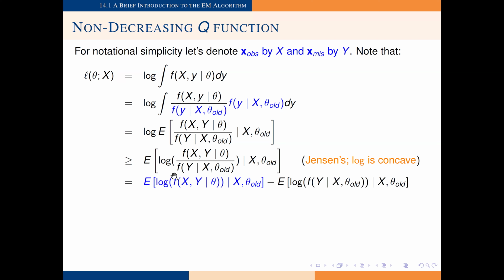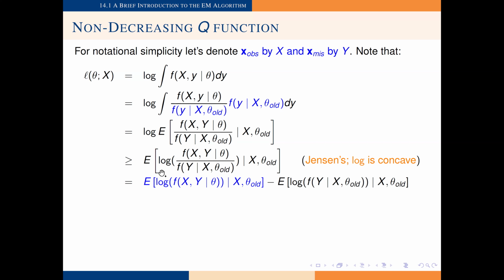We know that when you take the expectation of subtractions or sums, you can break it into the sum or subtraction of expectations, right? So what we had on the last line is essentially equal to the expectation of the log of f of x, y given theta, under the conditional distribution of y given the observed x and theta old, the expectation of the log of this joint distribution, minus this latter term, which is the denominator: the conditional expectation of the log of f of y given x and theta old.